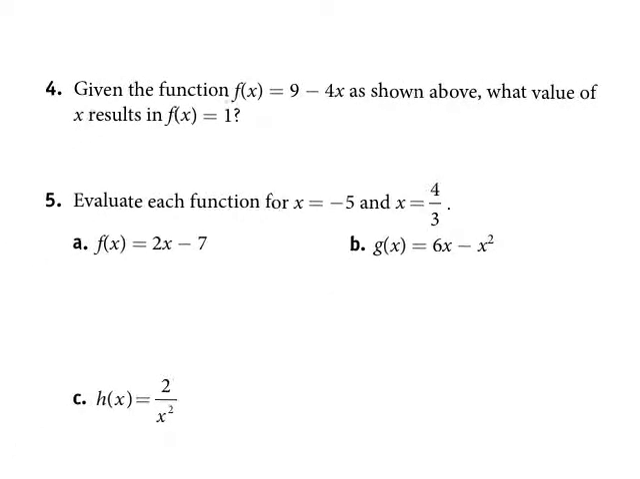Okay, so 4 says, given the function f of x equals 9 minus 4x, so we're using the same function as shown above, what is the value of x in f of x equals 1? I don't want you to do anything, but I want you to have a quick conversation with your partners, 30 seconds I'll give you, and talk about why this problem is different than all of the other problems we've done so far. Go ahead.